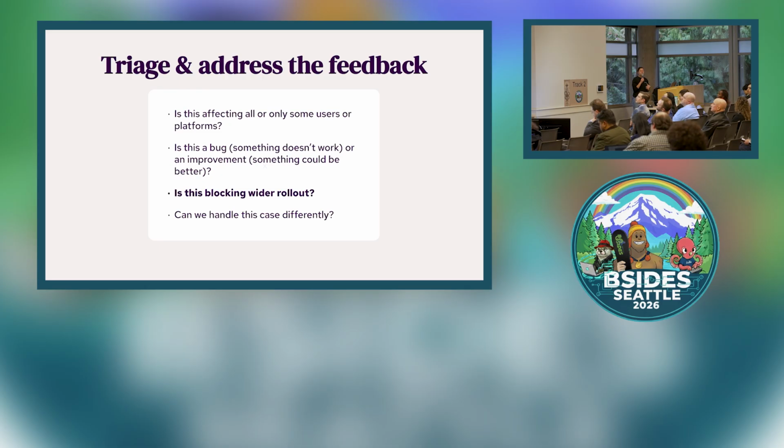If we go back to the goal of getting to a go or no go, is this blocking the wider rollout? The other thing to consider is, can we handle this case differently, right? If we don't have the right controls in place, is there a different way for us to handle this situation that meets the same desired goal of what we're trying to implement here?